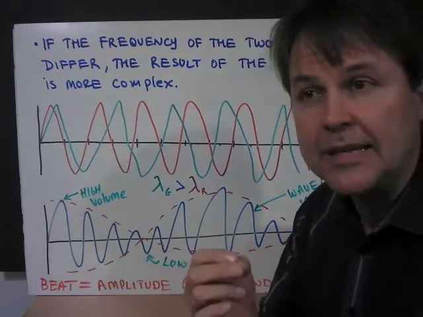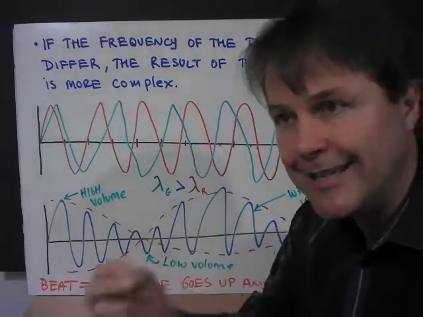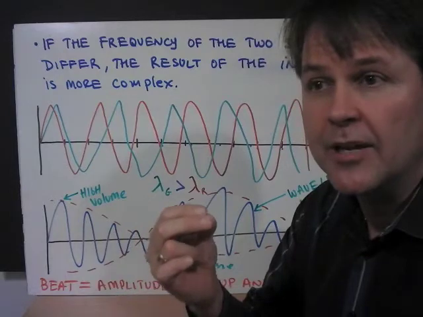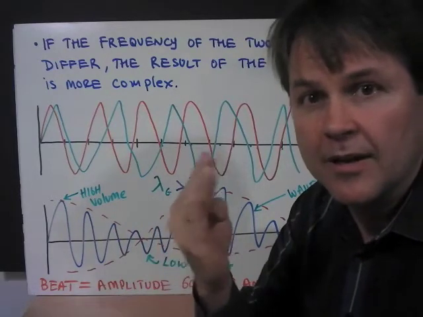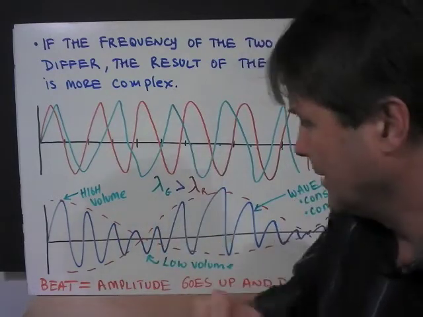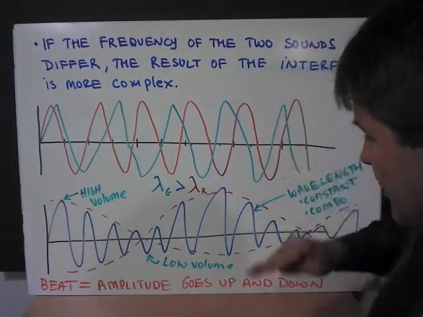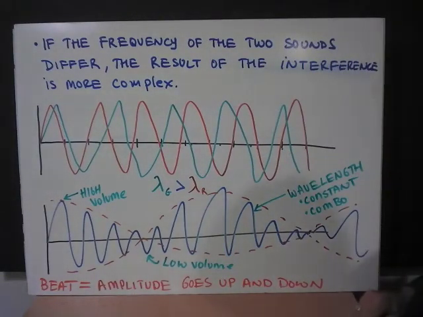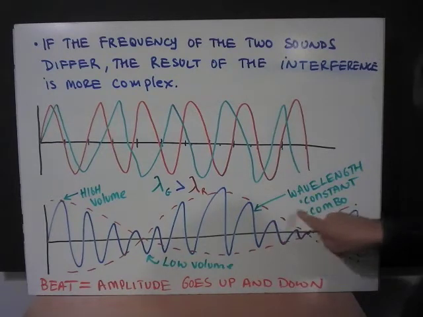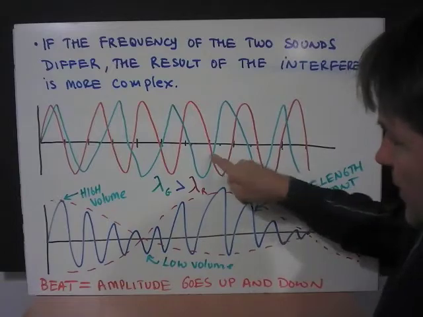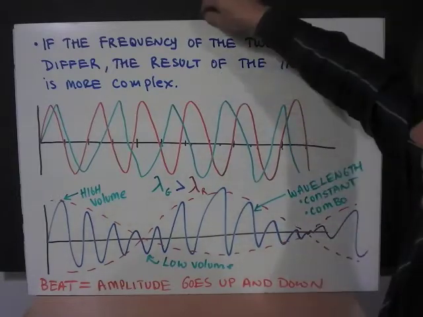And the beat is distinguishable. You can actually hear the beat. The beat frequency may go something like that. So the beat refers to the amplitude going up and down. As I said, the frequency is constant, and it is a combination of these two waves.